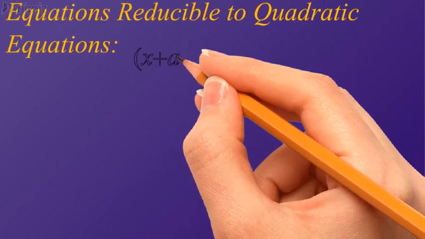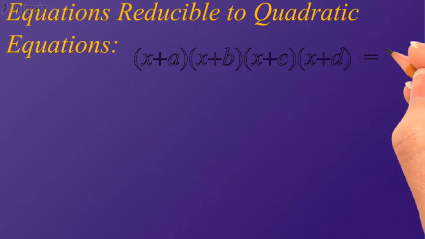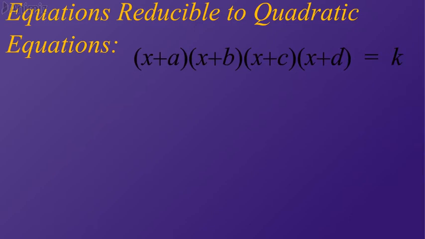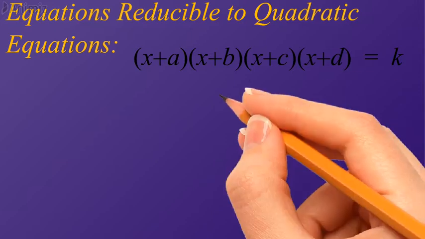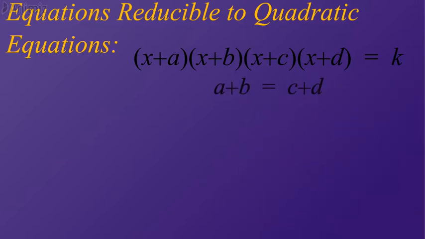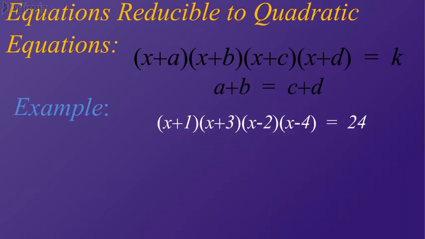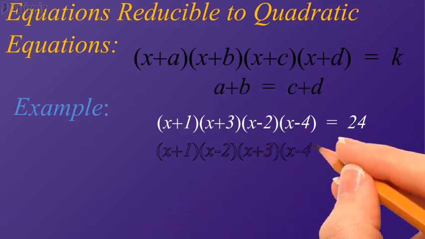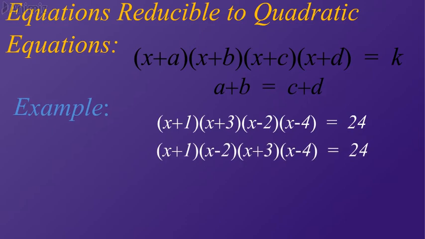Let us see another type of equation which is also reducible to a quadratic equation. Whenever we have an equation of this type, and satisfying the condition that a plus b is equal to c plus d, then we say that this equation is reducible to a quadratic equation. Let us see an example. Here we see that 1 plus 3 is not equal to the sum of minus 2 and minus 4, but the sum of 1 and minus 2 is equal to the sum of 3 and minus 4. Therefore it is an equation which can be converted to the form of a quadratic equation.